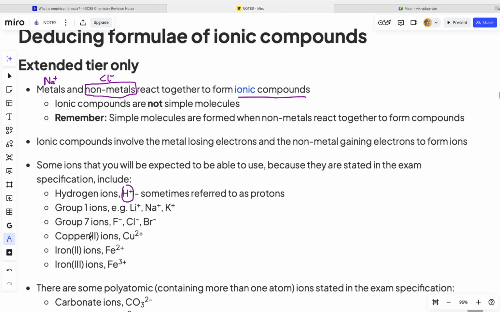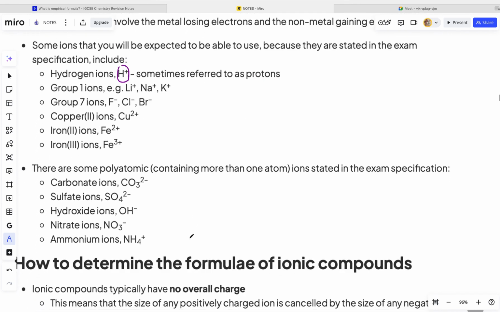Okay, so copper 2 ion means you write Cu2+. Copper 3 ion, you write Cu3+. For example, if they say iron 2 ion, you write Fe2+, meaning to lose 2 electrons. Iron 3 ions means you lose 3 electrons. So we need to know all this. Then it's easy for us to write the formula of any compound.